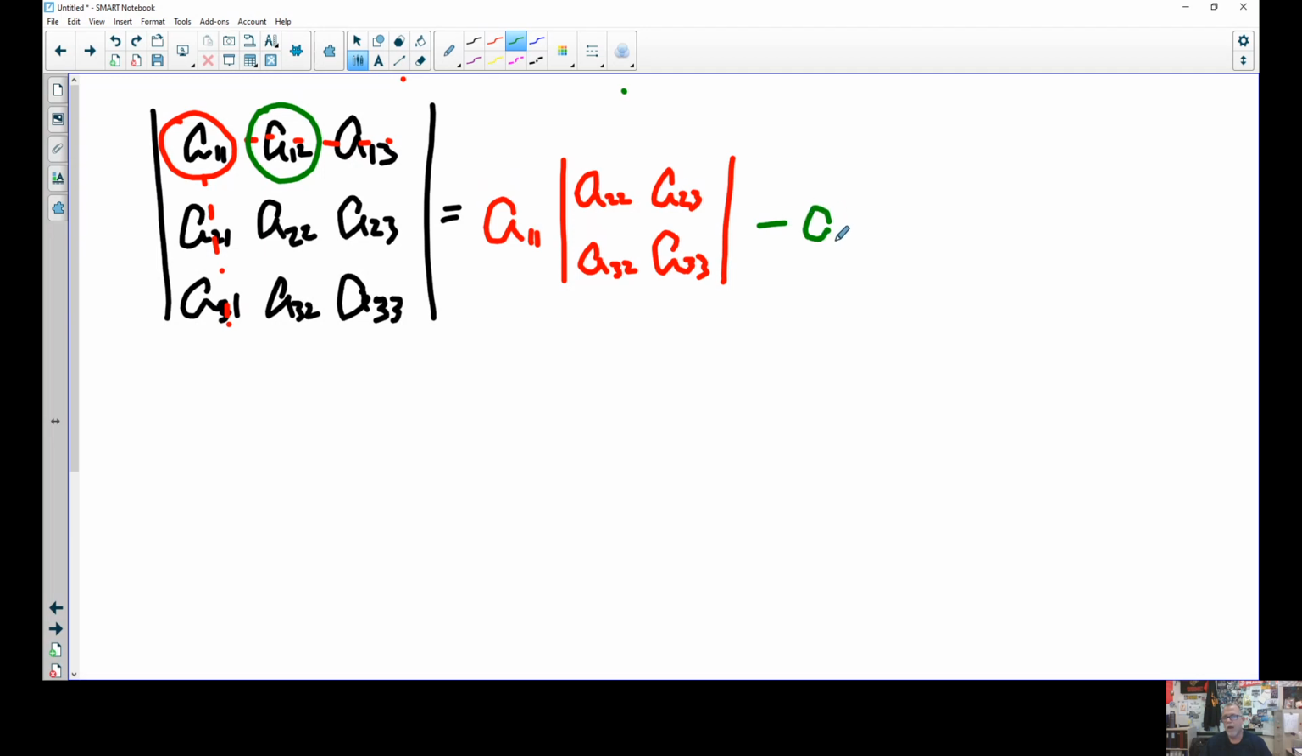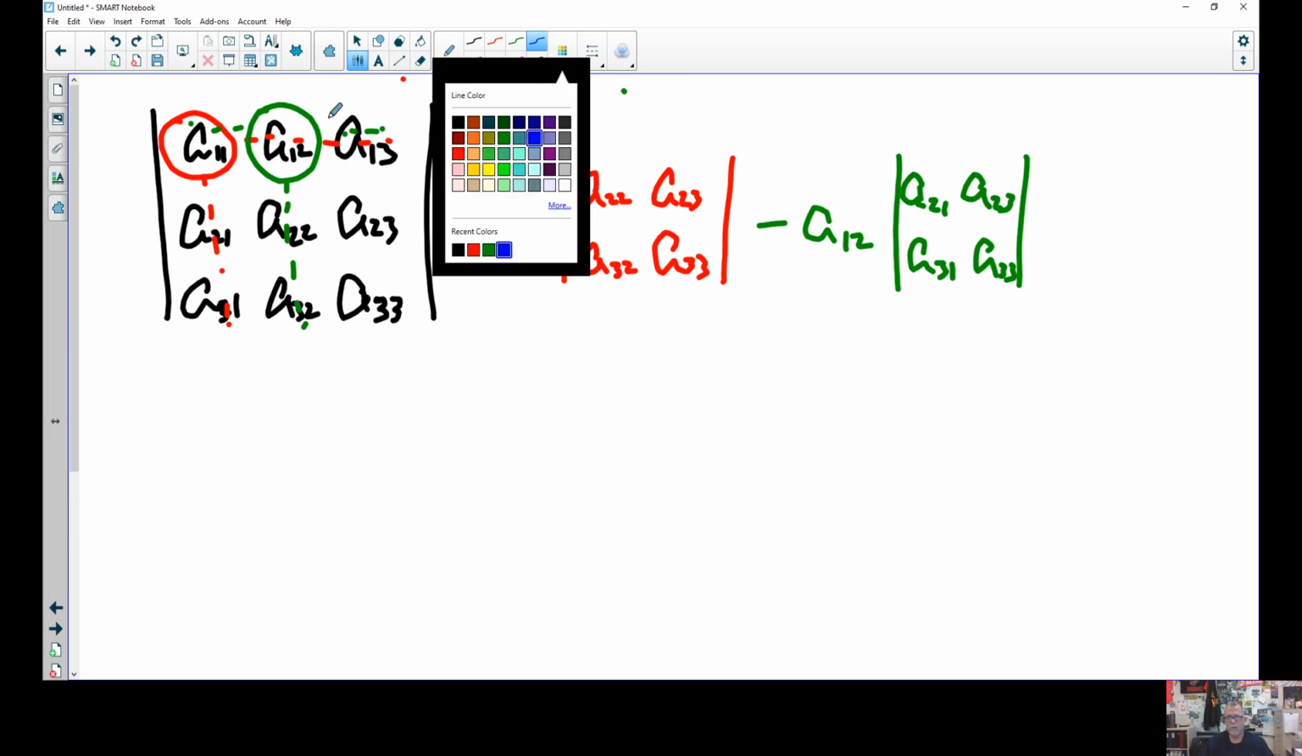So we would have A12, first row, second column, times the determinant when we get rid of that same row and the column it's in. So it leaves us these 2 and these 2. So we'd have A21, A23, and then A31 and A33. Okay, so in the second position, we're using this, and you have 1s and 3s for your columns. You had 2s and 3s for your columns here. So finally, if you're seeing the pattern, you probably know what's next.